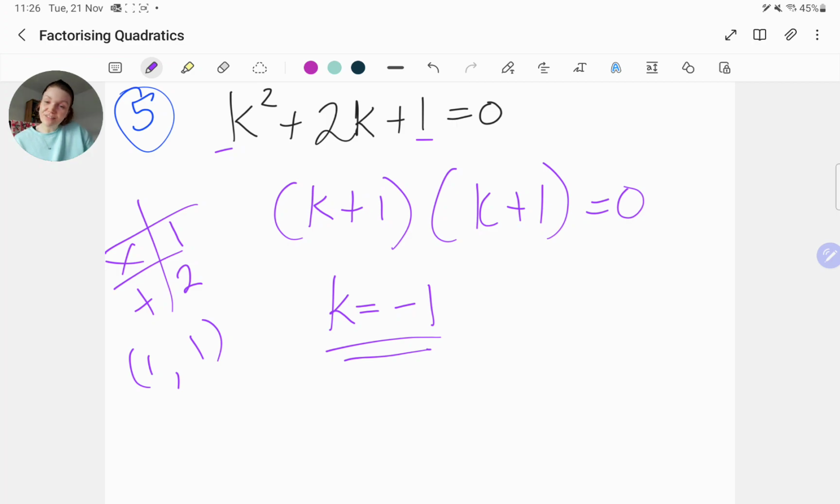So hopefully this video helped. I hope that you find quadratic equations a wee bit easier. This is factorising them when you just have one x squared or one k squared or one t squared or p squared, whatever it is. I'm going to do a follow-up video of when you have more than one x squared or k squared. Okay, so hopefully that helps.